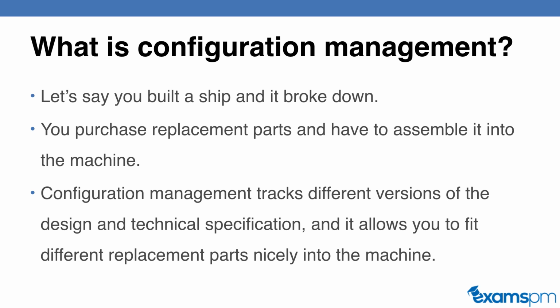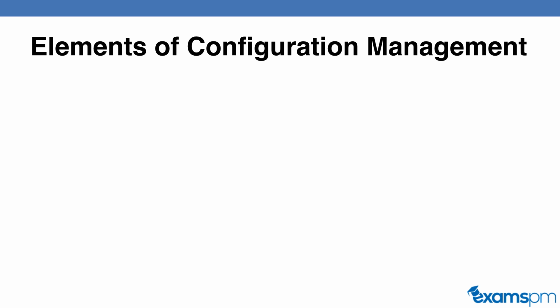So it's telling you what kind of engine you need, how you take the existing engine out and fit in the new one, and how this new engine will then be compatible with the rest of the ship. Because if you just bring a new engine and you don't know how to fit it in, it may mean that the entire ship would not work. And so this is why you need configuration management processes. So let's take a look at what is involved in the different elements of the configuration management plan.